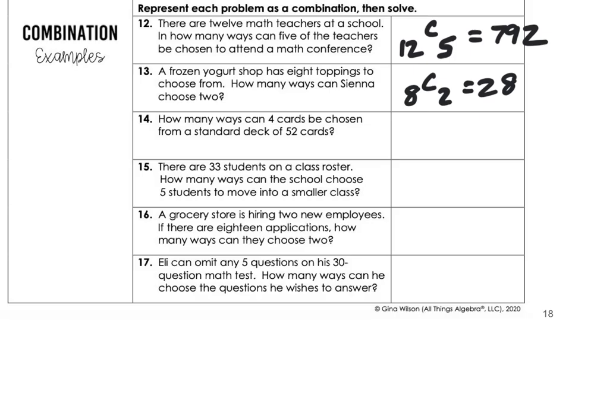I'm going to skip 14. Number 15, 33 students, and we're going to choose 5 of them to make a smaller group out of the 33 students on our roster. Okay. And if I did that with a permutation, that would be a huge number, okay? Because I'm lining all those 5 people up a lot of different ways out of a group of 33. So that'd be a lot of people, right?